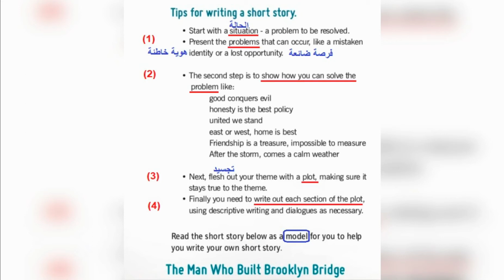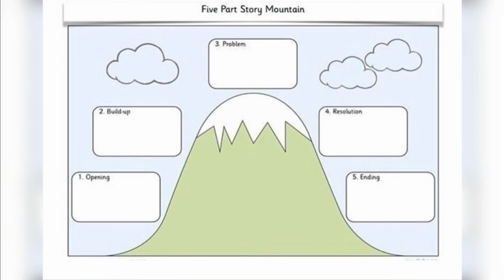But first of all, I want to show you again how the events are developed in a story so that you could easily find these elements and this structure in our short story about the man who built Brooklyn Bridge. Look at this picture. It is called a story mountain, and it shows how the story develops.